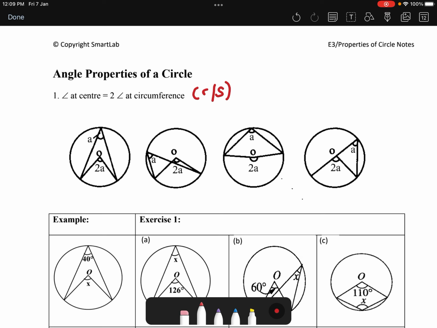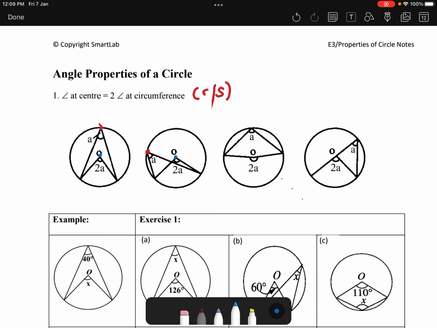If you look at the first diagram, we have an angle A here. This angle A touches the circumference of the circle, and there's an angle 2A at the center. So they have a relationship: the angle at the center is 2 times the angle at the circumference. The second diagram is the same thing. We have an angle at the circumference and an angle at the center, so same thing, it is 2 times.